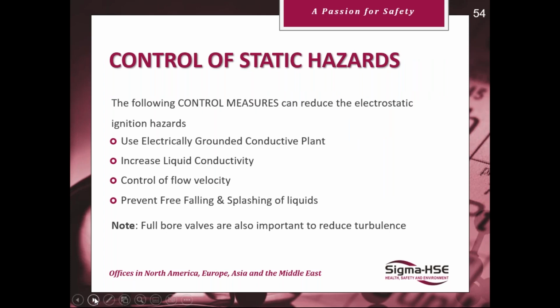These types of measures can reduce electrostatic ignition hazards. Use electrically grounded conductive plant. Increase liquid conductivity; if you can get additives in, put them in. Try and control the flow velocity. Prevent free falling or splashing of liquids. Bottom fill if you can. Make sure you use full bore valves so you reduce the turbulence within the pipework.